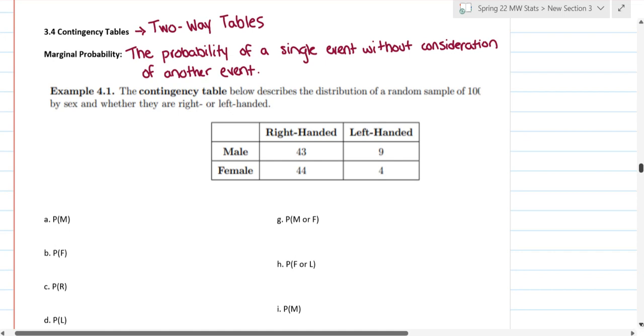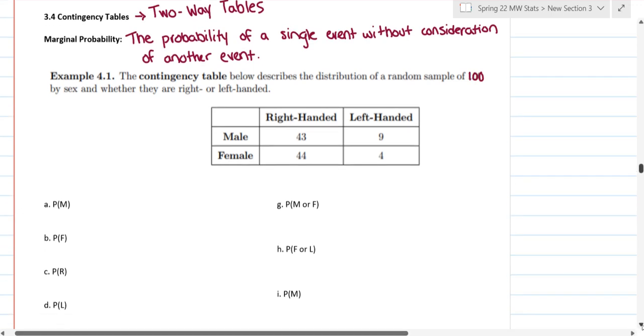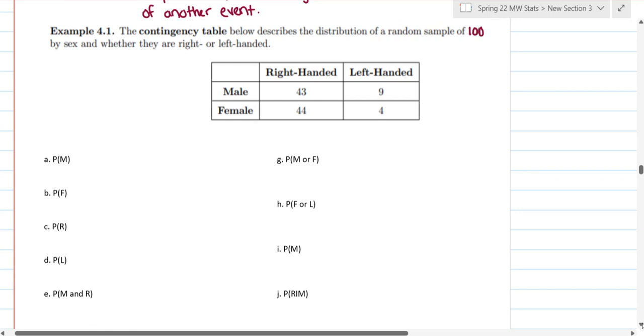All right, so let's look at this two-way table, and we're just going to do all of these probabilities. So we have the contingency table below describes a distribution of a random sample of 100 individuals. This is 100. That's the complete total, organized by sex and whether they are left or right-handed. So when I get a two-way table, what I first want to do is add total columns on either side, just so I know what my totals are when I'm doing my probabilities.